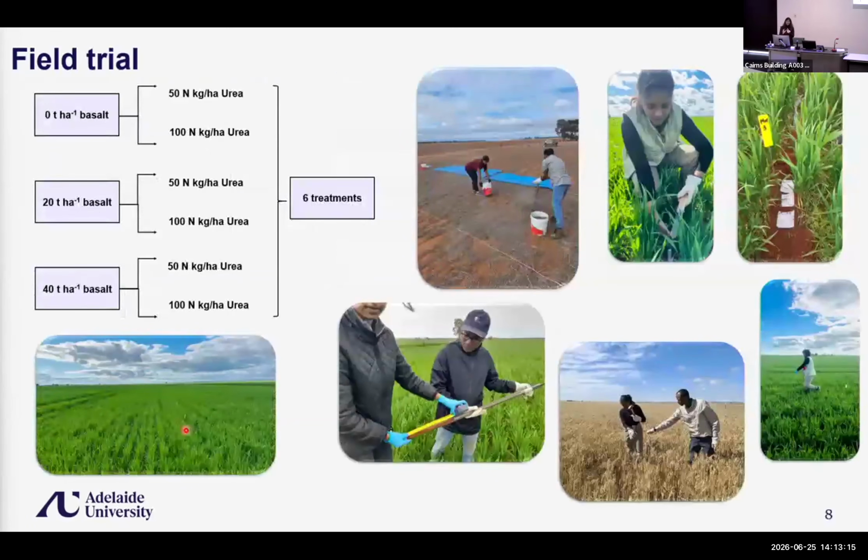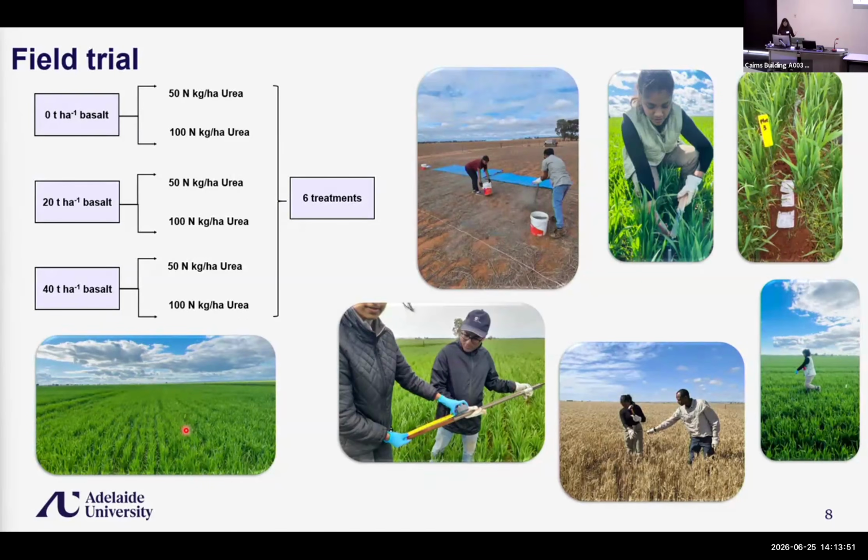So finally, for the in-field validation, we conducted a field trial where we did 3 basalt application rates, including the control, 0, 20 tons per hectare, and 40 tons per hectare. And we did 2 different rates of urea application, which is 50 kilograms per hectare and 100 kilograms per hectare. It was done in a randomized complete block design, in a full factorial design, giving 6 treatments. And each treatment was replicated 4 times.